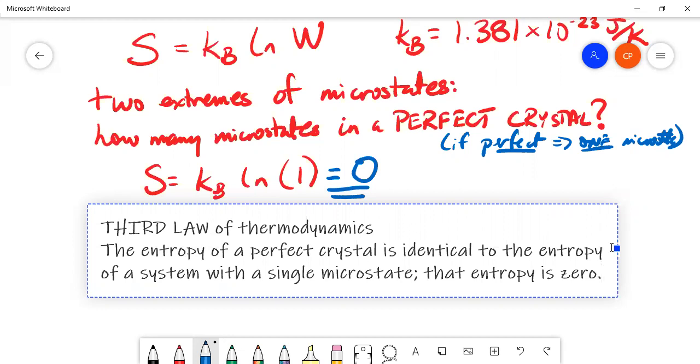Now, what is the closest thing that you can think of to a perfect crystal that might appear in nature?